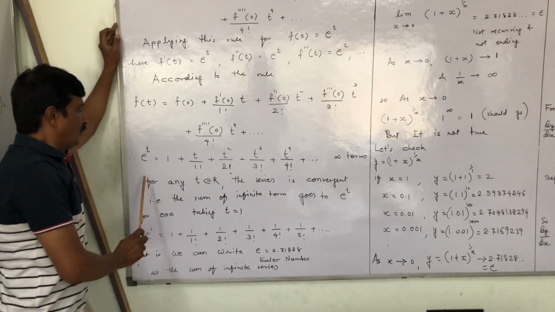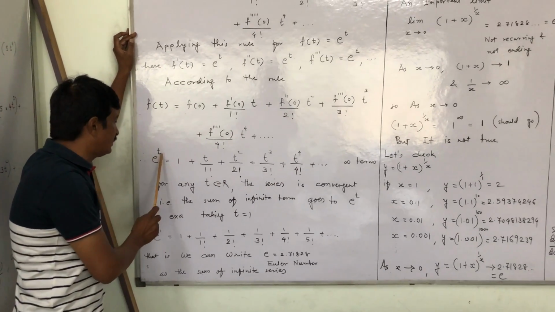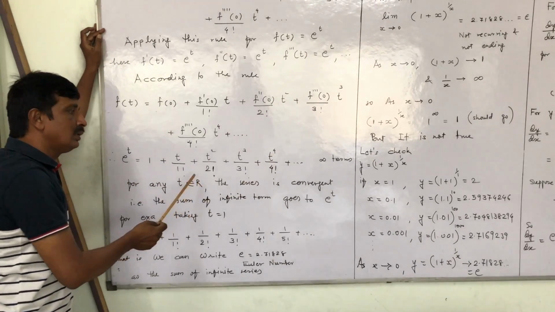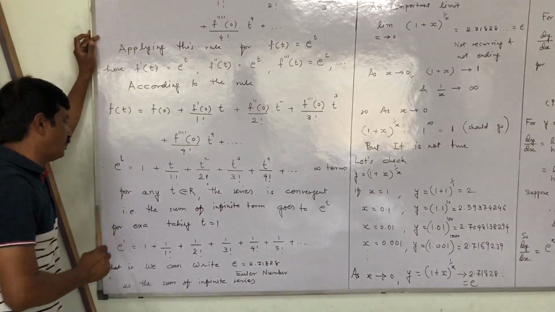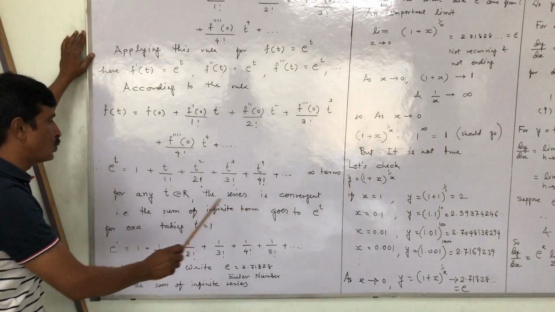For any t belongs to R, the series is convergent because it's a finite number, and these are infinite terms, and they are equal. So addition of infinite terms is a finite number, so the series must be convergent. That is, the sum of infinite terms goes to e raised to t.